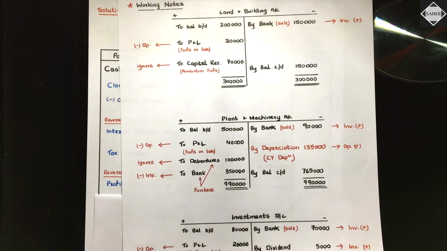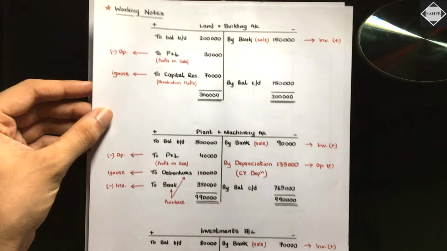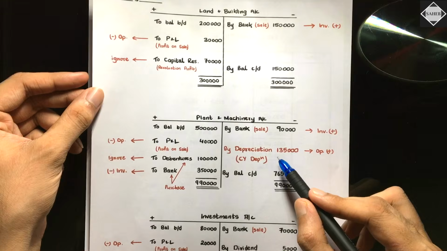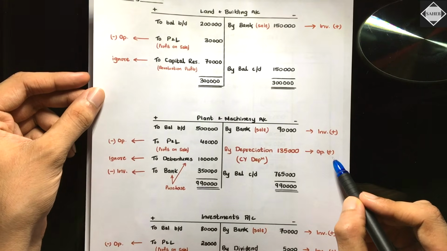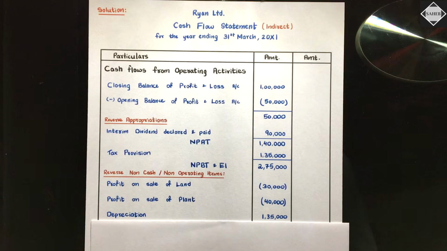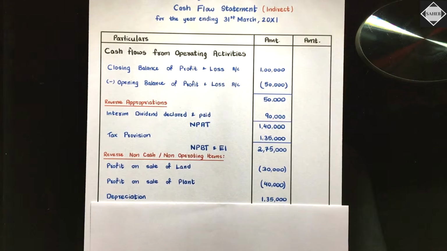Isn't it? Profit on sale, the same logic, minus 40,000, profit on sale of plant. Okay, next we have C. In this plant account only, we have one more non-cash thing: depreciation, current year depreciation. This we have to add and reverse. So let's add and reverse this depreciation, 1,35,000. Is it clear? Do you understand? Simple.